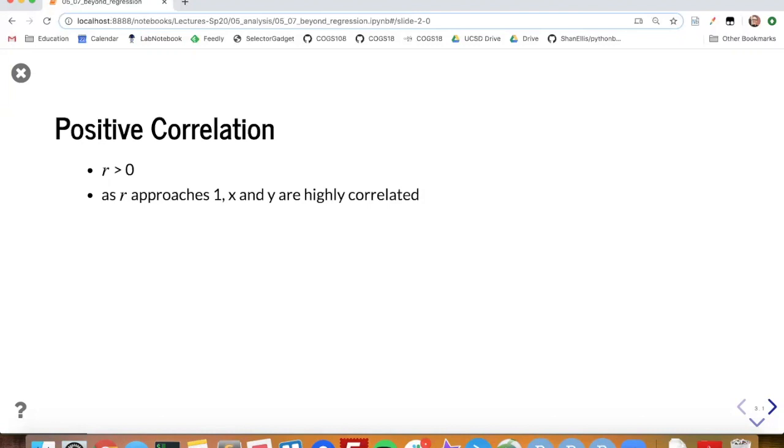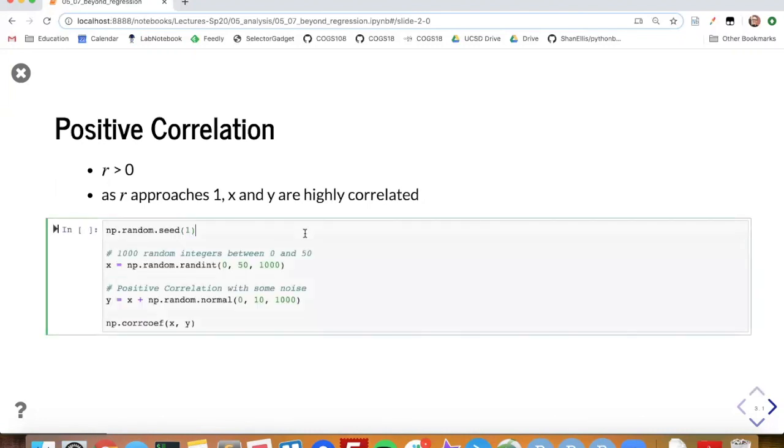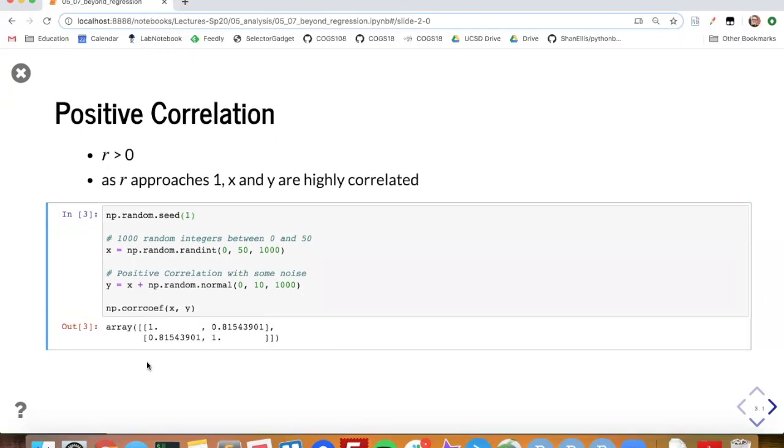So positive correlation, which you probably have some intuition about, occurs when r is greater than 0. And as r approaches 1, x and y are highly correlated. So what I'm doing here is generating some random data and then showing the array of the correlation. There is a corrcoef function from NumPy that will give you the correlation between x and y in an array. So x and y are your rows and your columns, where 0.815 shows you the correlation between x and y. The correlation between something and itself will always be 1, and that's what you see on the diagonal.